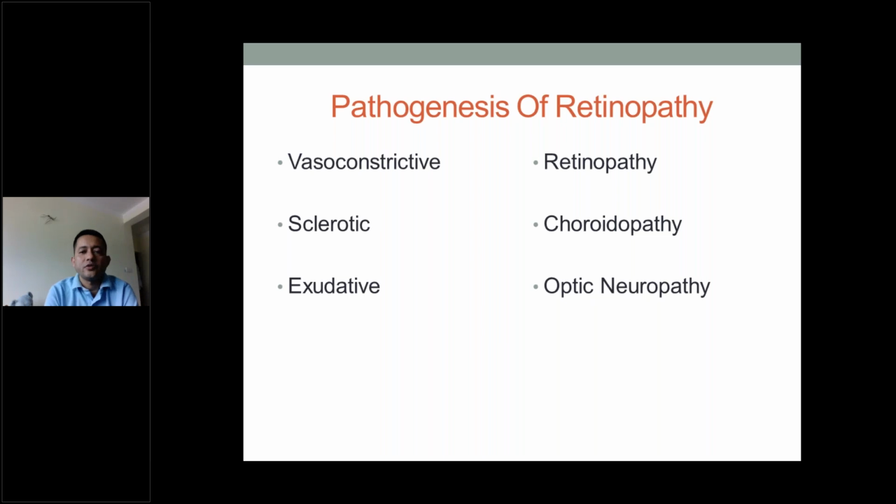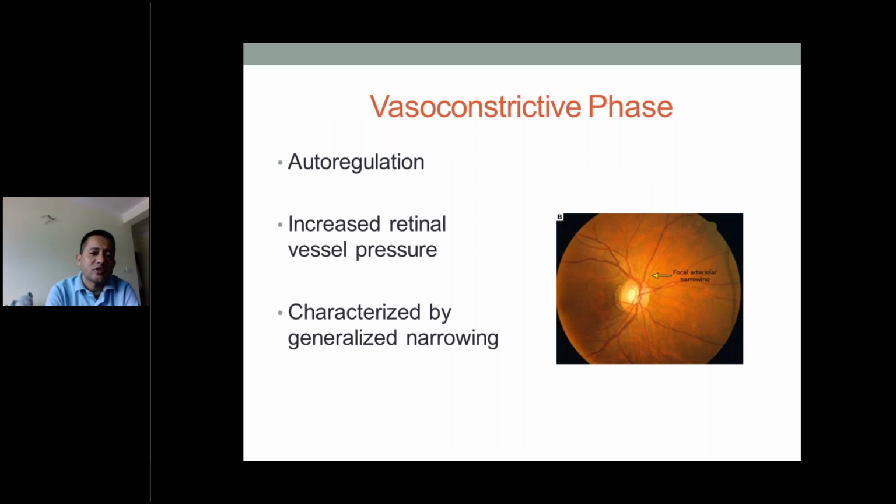So when we talk about pathogenesis of retinopathy, we can divide it into vasoconstriction, sclerosis, and exudation. This is one way of explaining it, and it explains most of the retinal findings. Hypertension not only affects the retina, it also affects the choroid and optic nerve. So we have retinopathy, choroidopathy, and optic neuropathy as well.